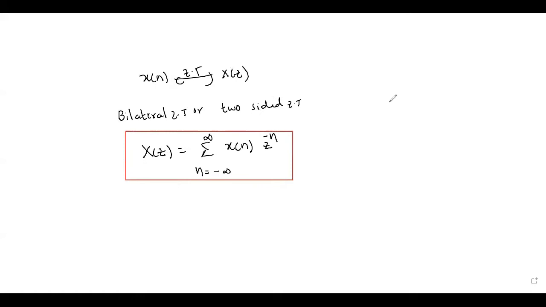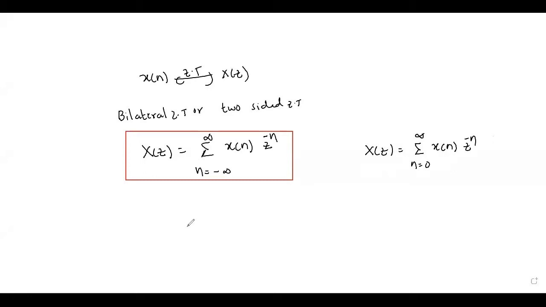Similarly, if it is the unilateral Z transform, unilateral means, you can guess, only the positive side. X of Z is summation n equal to 0 to infinity X of n into Z power minus n, where Z is a complex number here. Okay, this is the unilateral, one-sided Z transform, as opposed to the two-sided Z transform.